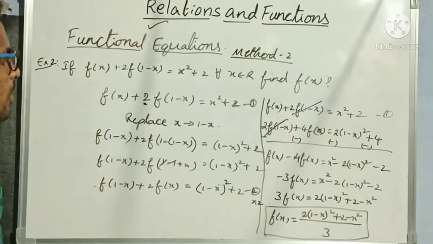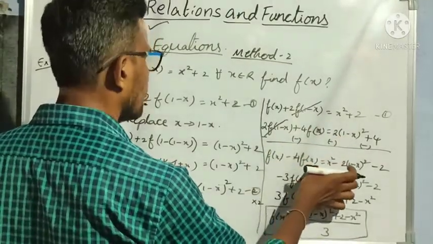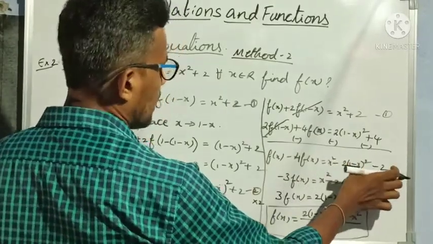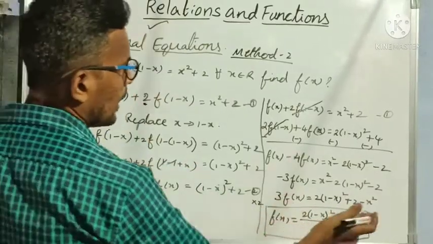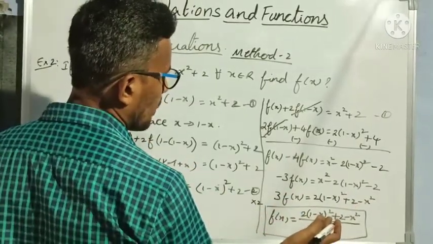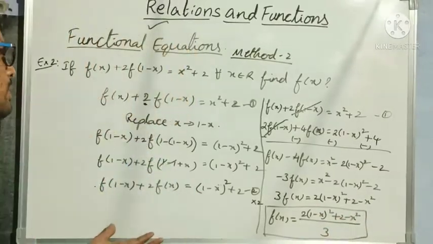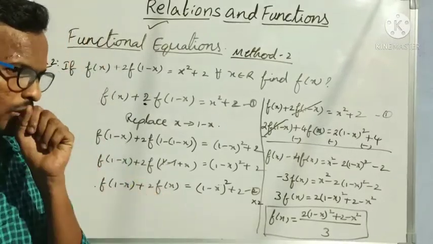Okay? So by eliminating, I am left with f of x minus 4 into f of x is equal to x square minus 2 into 1 minus x whole square minus 2. Then by simplifying this, I will get f of x is equal to 2 into 1 minus x whole square plus 2 minus x square by 3. Okay? This is the value of f of x.